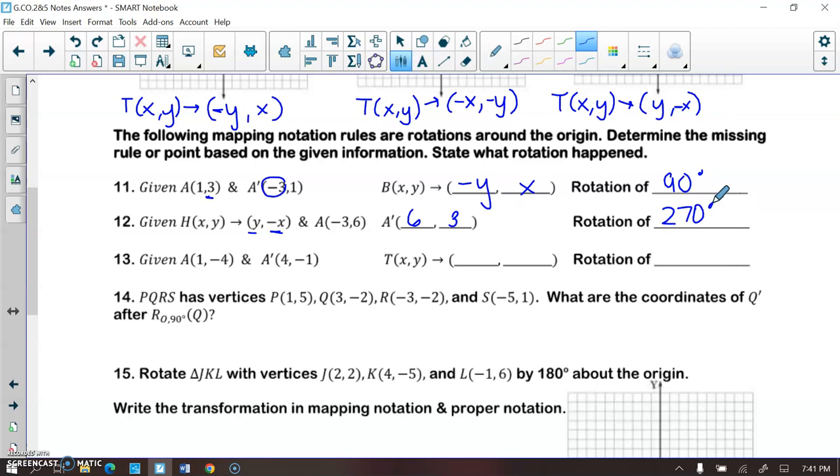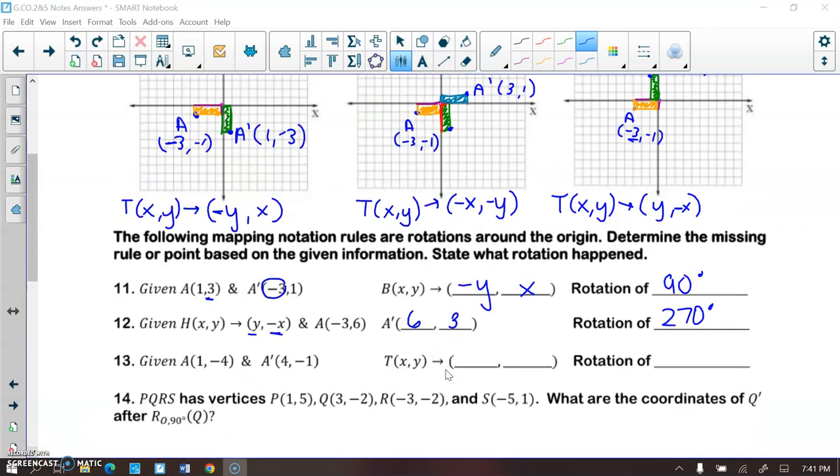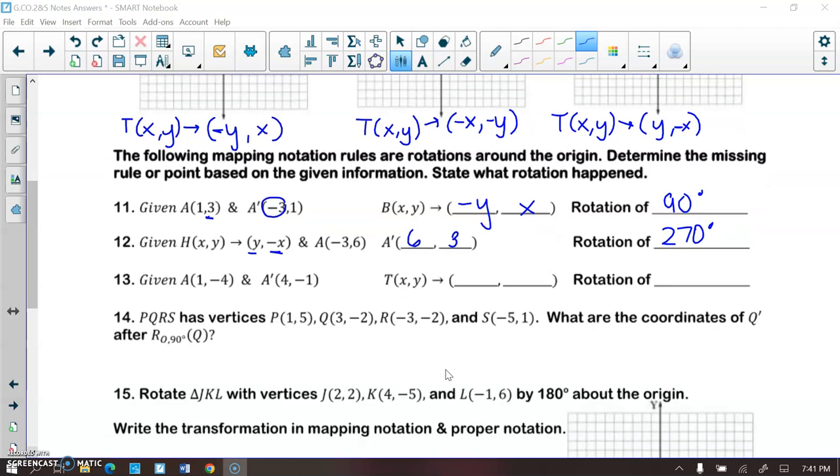And then for my last one, it looks like what happened was, I am going to change this. On yours it is changed, but I'm going to make it a -1, 4. So what happened was my x and y values just flipped to the opposite sign, and that's a rotation of 180 degrees.